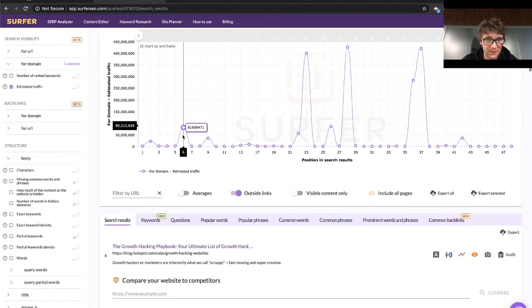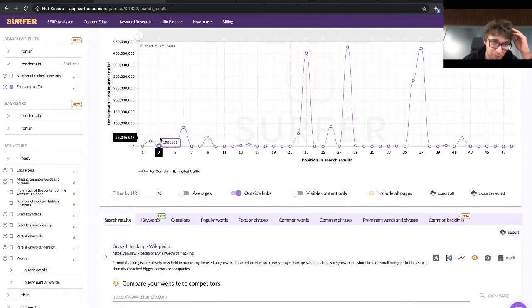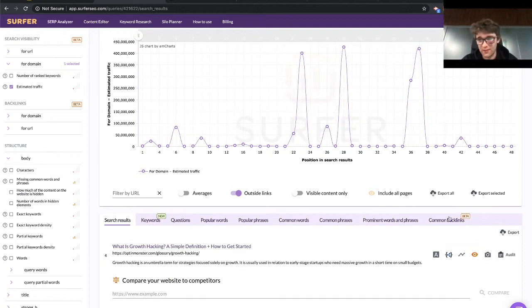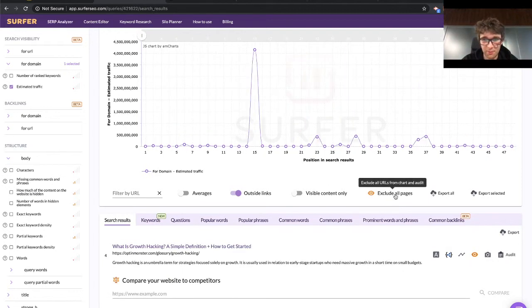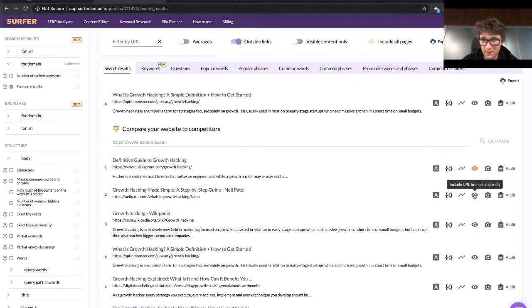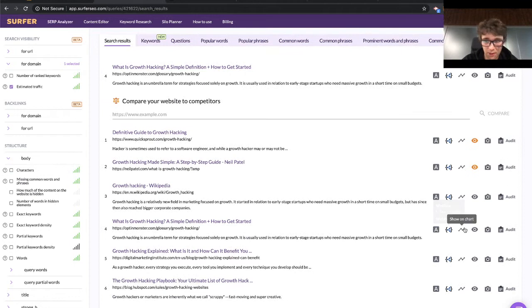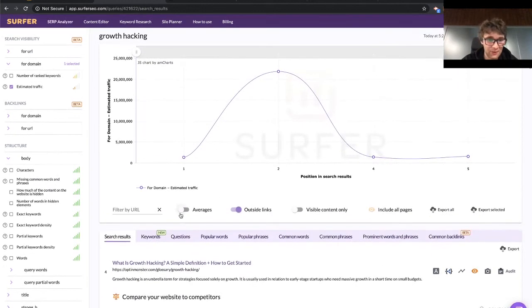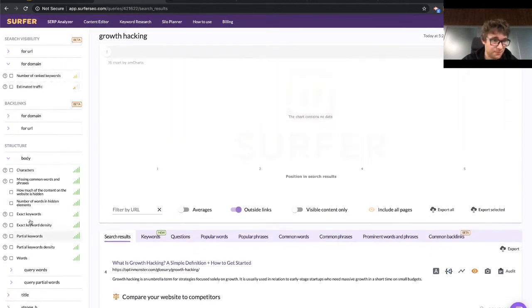Okay, we have HubSpot at 6. We got QuickSprout, Neil Patel, Wikipedia, they are to go. So I will exclude all the pages and include just pages that are ahead of me. So Neil, QuickSprout, OptiMonster, and Digital Marketing Institute. And let's take a look at the exact keywords first.